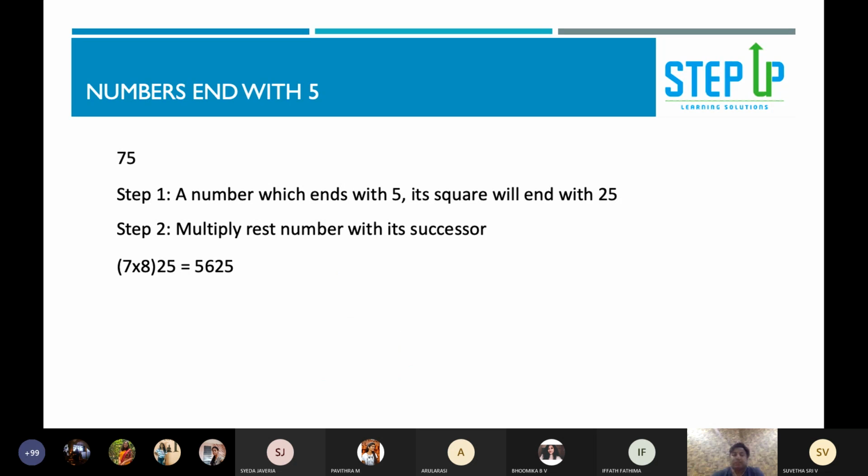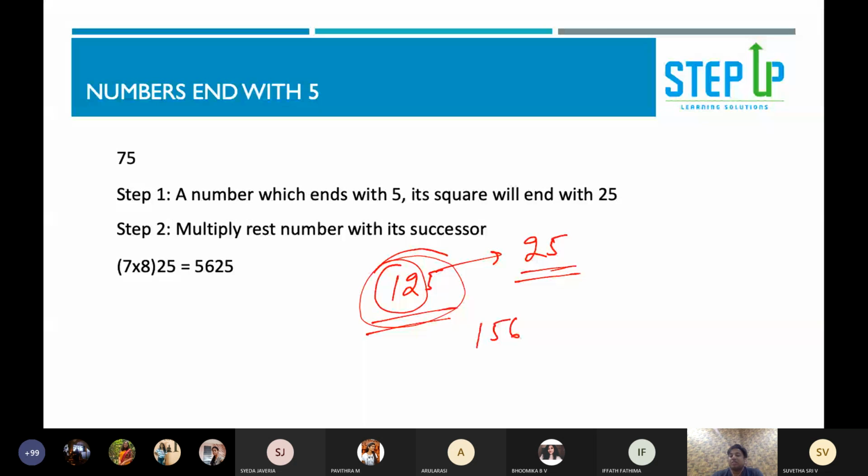Yes. So let's talk about another number, 125. I need to find the square of 125. The 5 works as 25. The last 2 digits are 25. That is fixed. Now let's talk about 12. What is the successor of 12? 13. 12 multiplied by 13 is how much? 156. Right. So your answer comes out to be 15625. You have to multiply 12 by 13.